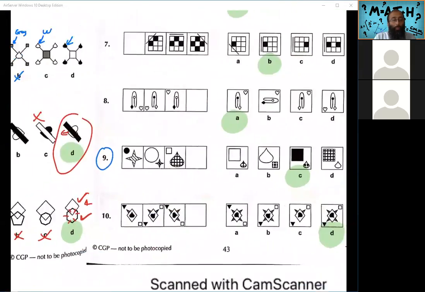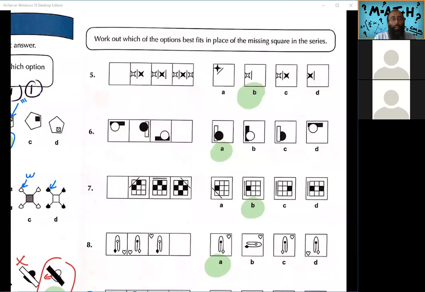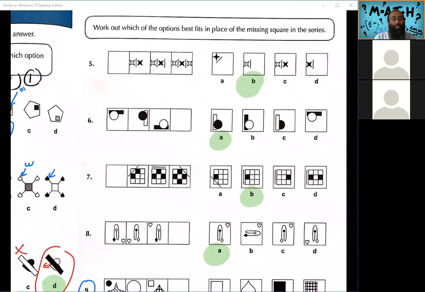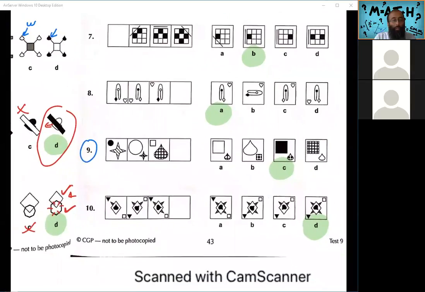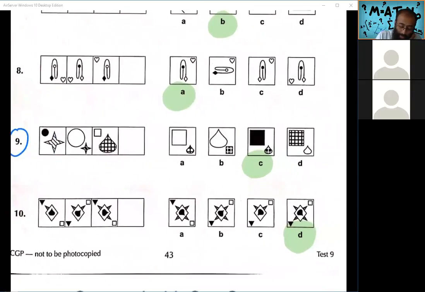Okay, question number 9. Work out which of the options best fits in place of the missing squares in the series. So you got a series of patterns here. Let's have a look. Okay, so we have a black circle. That becomes a big white circle. Then the white circle becomes a white square. So the colors, we are transferring everything across. So you got black, that becomes white. The white's gone over there.